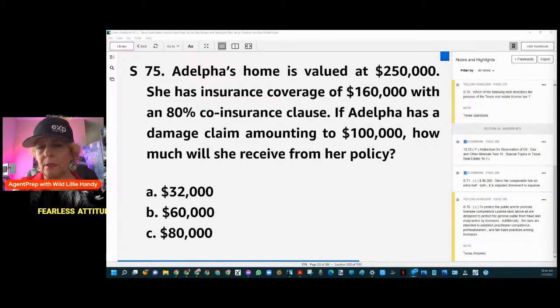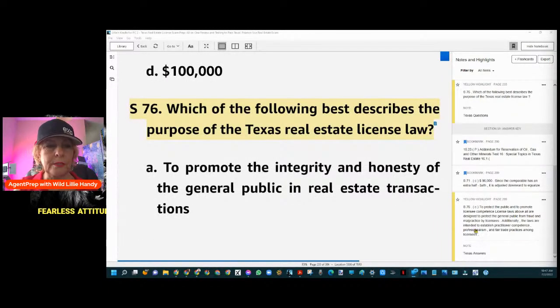So on this final exam, it starts with national questions at the beginning, and the first 75 are national questions. And then the state questions start at number 76, right there.